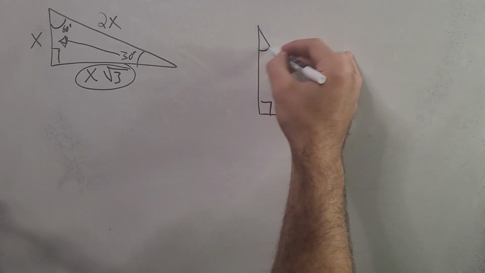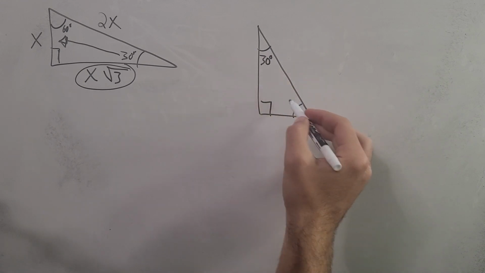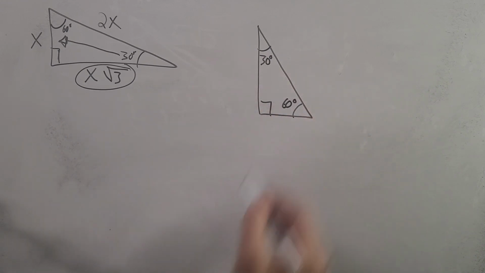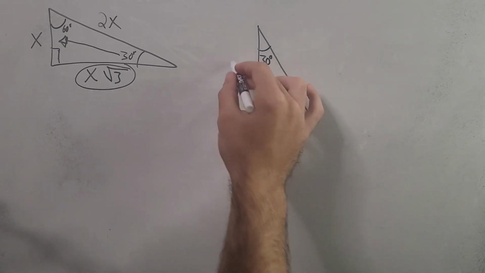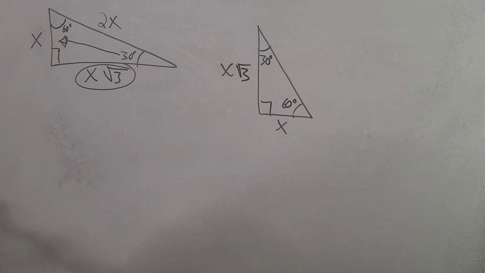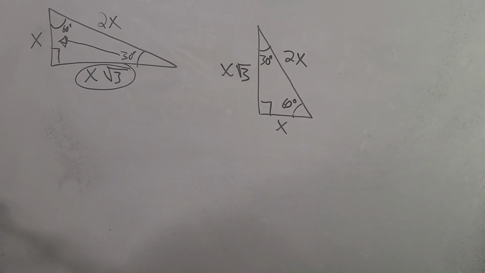So the short side is always going to be across from the 30-degree angle. The larger leg, I should be saying leg, I apologize, is always going to be across from the 60-degree angle. When filling in the sides, x is the smallest, x square root of 3 is the next step up, and then the very last step, the largest side, is twice the smallest. It's 2x. All right, so let's keep this on the board and do some practice problems.